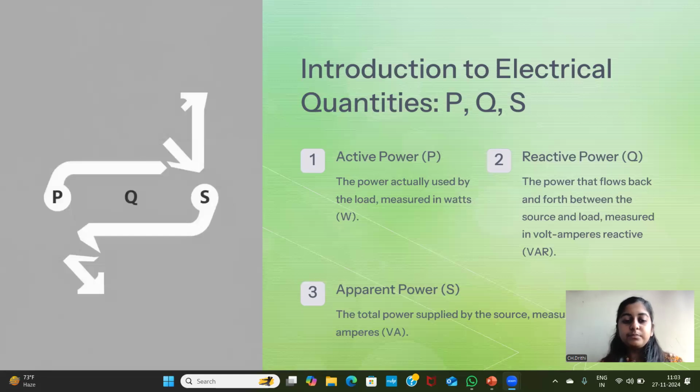Apparent power is a term used in electrical engineering to describe the apparent power in an electrical alternating current system. It is made up of active power, that is the power actually used, and the reactive power, the power not used for the work. It is denoted by the letter S. Apparent power is defined as the vector sum of active power and reactive power.